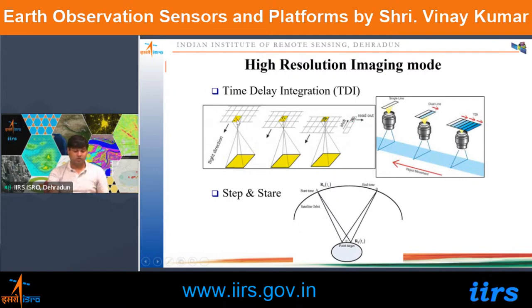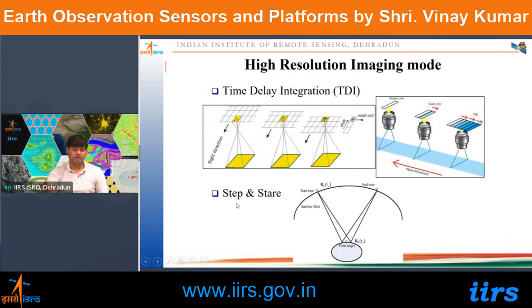Now the first row of detectors captures the data, then it moves further, then the second row captures the data, then it moves further, then the third one. Like that, you can see more signal is received from the same area, and the signals are integrated and the information is extracted. Same thing here also: you can see single line, dual line, and with n number of arrays we have collected. This is called time delay and integration. So IIRS satellite sensors are working on this principle.